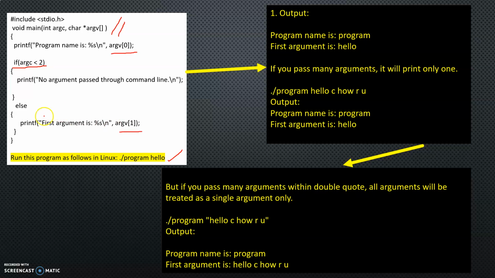Now you have declared that only 2 elements can be taken. So can I place more than 2 elements? By default, can we take more than 2 elements? No, you cannot. I have given you an example: if you pass many arguments, it will print only 1. Why? Because you have given a condition here. If the counter is less than 2, only 1 element can be placed. By default the program name is placed. This is fixed. But the first argument that is placed is hello.